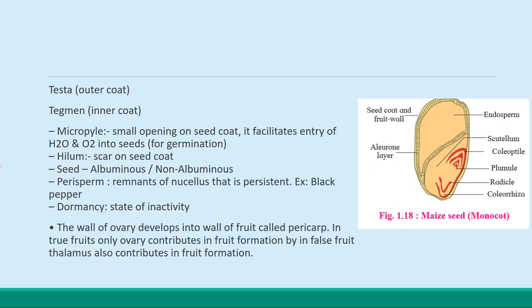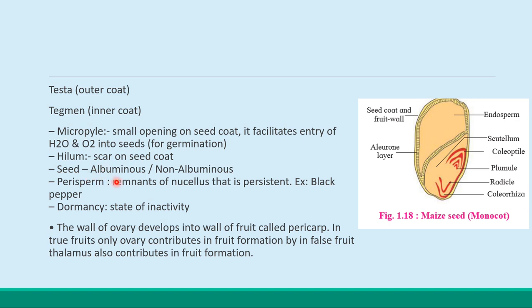Next to that, it contains the testa and tegmen. Testa is the outer coat, tegmen is the inner coat. You know what a micropyle is now? It is a small opening on the seed coat. It facilitates the entry of water and oxygen into the seed for seed germination. Hilum is also part of the seed coat.